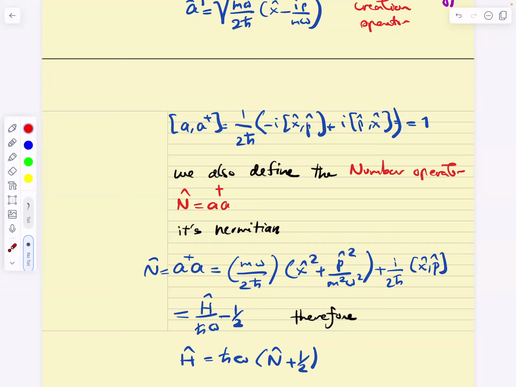Okay, so what is this n operator? A dagger A, you multiply them. You learn that this is m omega over 2 h bar x squared plus p squared over 2 m h bar. You just expand this. You learn that this is 1 over h bar omega times the Hamiltonian minus half. So what have we done? We have taken the Hamiltonian and written it as h bar omega times some operator n plus half. Okay?